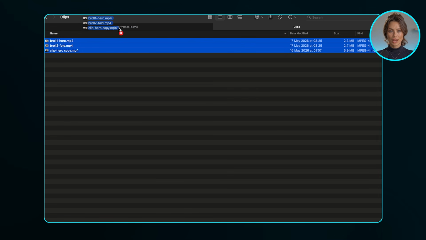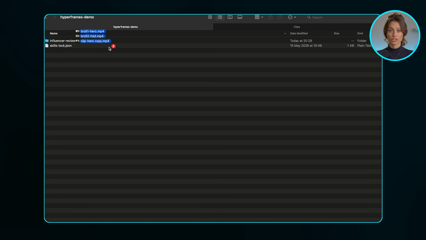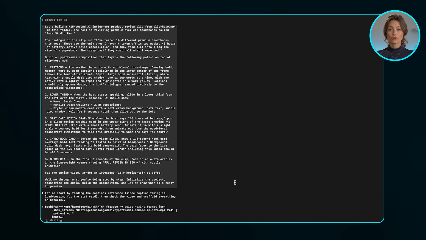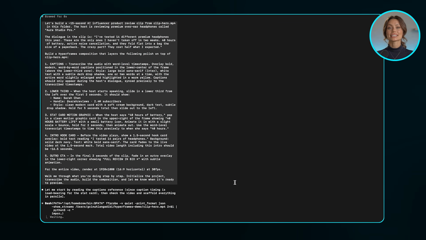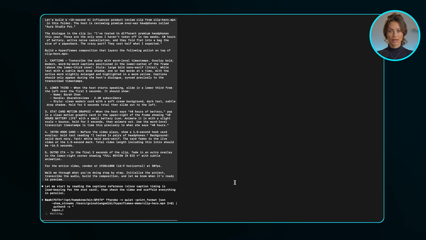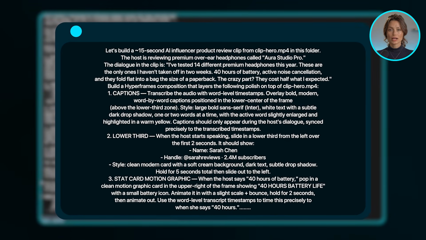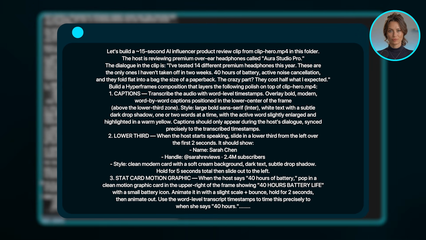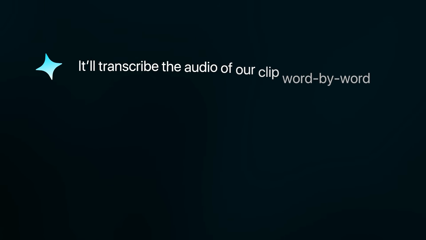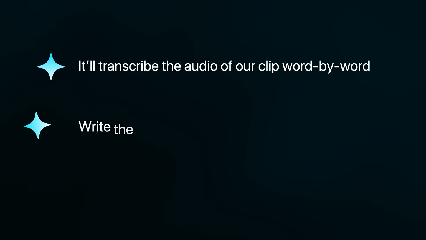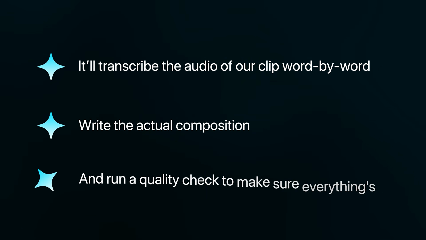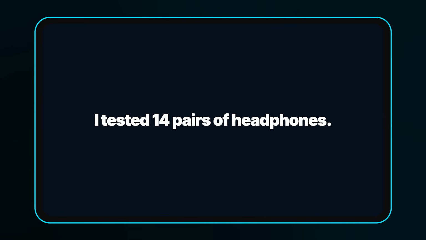Now, with the setup out of the way, all we need to do is drop our raw footage into the project folder. And what happens next is something most editors won't believe until they see it. Instead of creating every overlay one at a time, we're going to describe the entire edit to Claude Code in a single prompt. So in step 2, Claude will take that prompt and use Hyperframes to build everything at once. It'll transcribe the audio of our clip word by word, write the actual composition, and run a quality check to make sure everything's working. In only a couple of minutes, our first preview is ready.